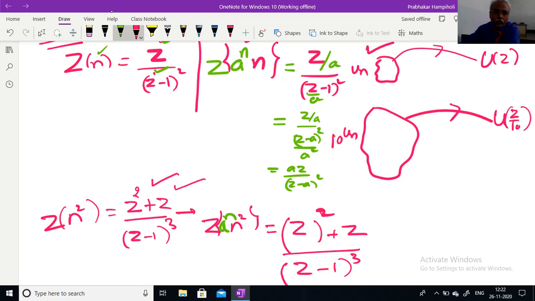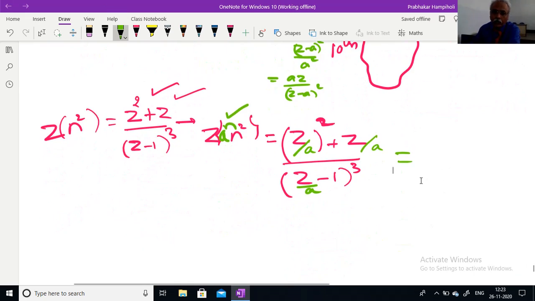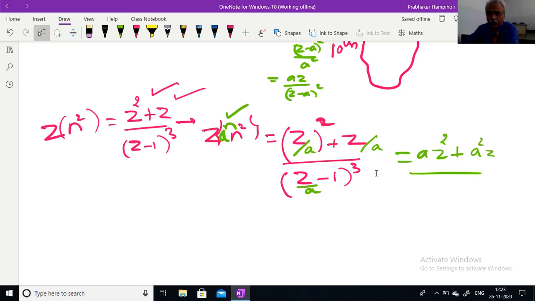Now because of this multiplication in domain, in codomain, wherever z is there, z by a. Of course simplification is possible, just like the previous simplification, taking LCM and all that. If you simplify, what you are going to get is a z square plus a square z whole divided by z minus a whole cube. But I am not interested in simplification now. Wherever z is there, z by a. So any n function, if you multiply by a raised to n, multiply here, divide here.